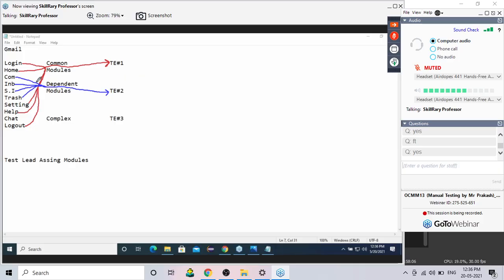Dependent on each other. Dependent on other modules means what, you know? Compose is dependent on login. Compose is dependent on help. Compose is dependent on chat. Is that the correct answer? No, boss. Compose, inbox, sent item and trash, they are dependent on each other.